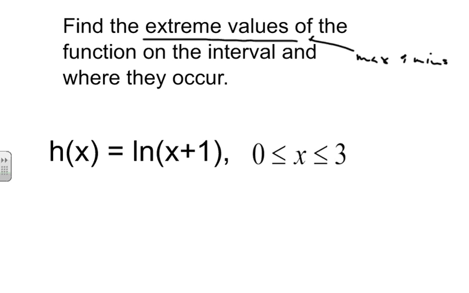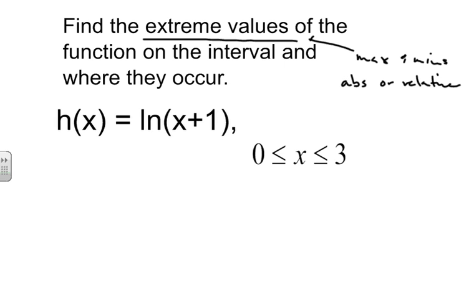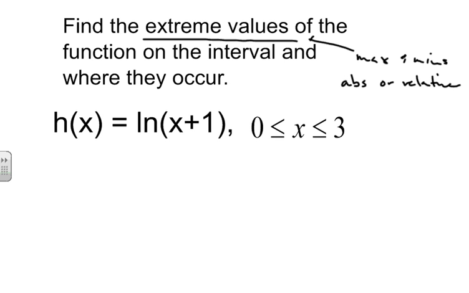When we have max and mins, we are looking for either absolute or relative. Generally, when you have a function, we look at it to determine whether we can find absolute or relative max or mins by seeing if it has a closed interval. First off, we have natural log of x plus 1, and it's on a closed interval from 0 to 3.